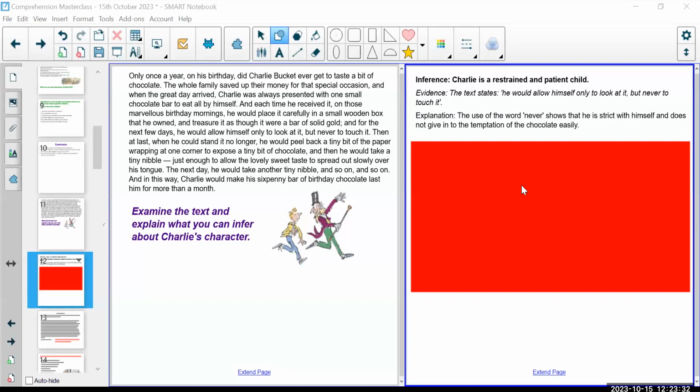Okay, I'm only going to read out the ones that are in the PEE structure. Some of these are just sentences. You need the quotation.